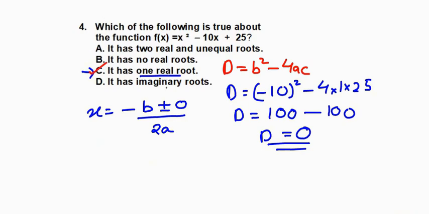Or if you're confused by the language, you can just eliminate the other options. We don't get two unequal roots. We don't get no real numbers. We definitely don't get imaginary numbers. So only this is left. We get only one real root.